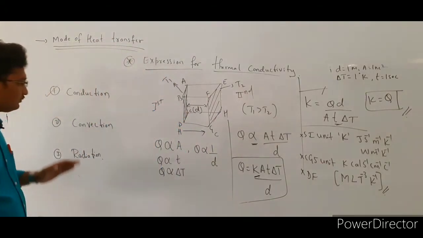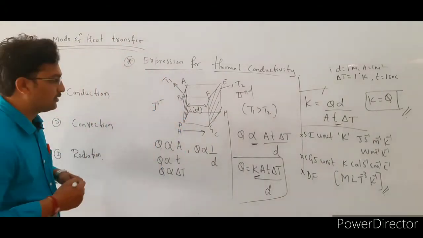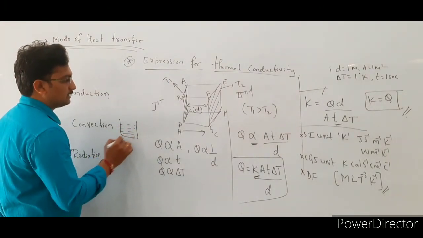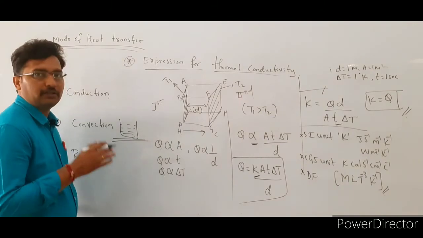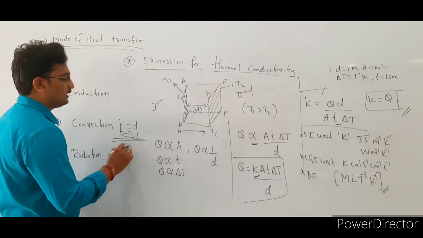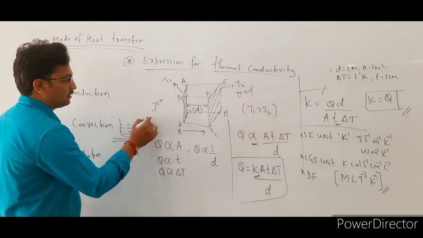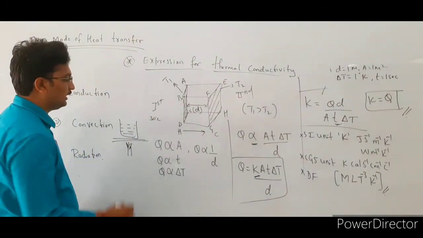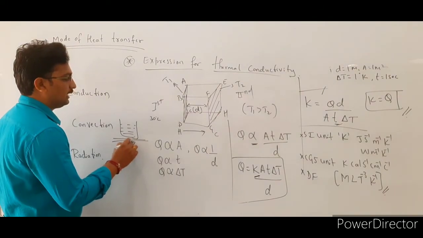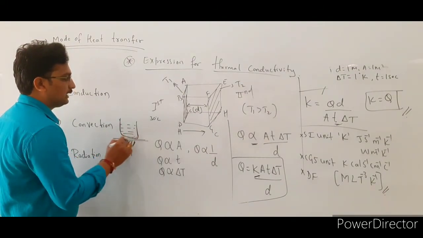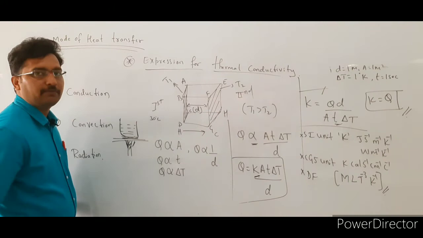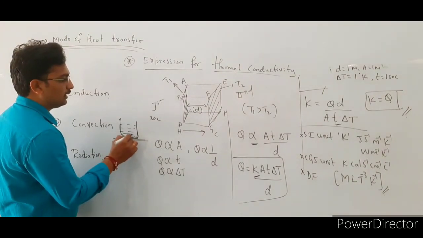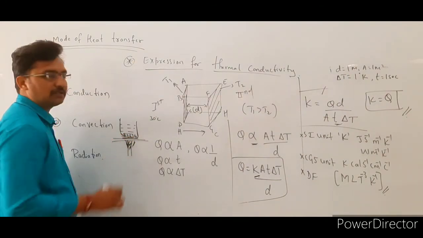Now see convection. A general example for convection: consider a beaker containing some amount of water. Assume the initial temperature of this water is 30 degrees Celsius. Here we supply some amount of heat energy to this beaker. First, the base of the beaker absorbs the energy, and afterwards the liquid absorbs the energy from the base of the beaker.